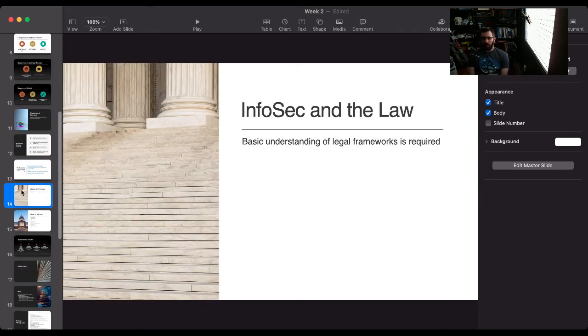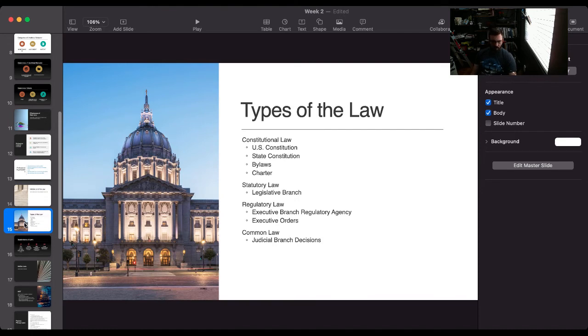So for InfoSec in the law, a basic understanding of legal frameworks is required. So let's talk a little bit about the legal system. In the United States, a little different in other countries, we have the concept of constitutional law, and that is made up of the U.S. Constitution, state constitutions, which apply to the states that you live in, bylaws and charters and other subdivisions of states, so counties, cities, that sort of thing. Statutory law, which is made by the legislative branch. Regulatory law, which is made by the executive branch in the form of regulatory agency regulations and executive orders.